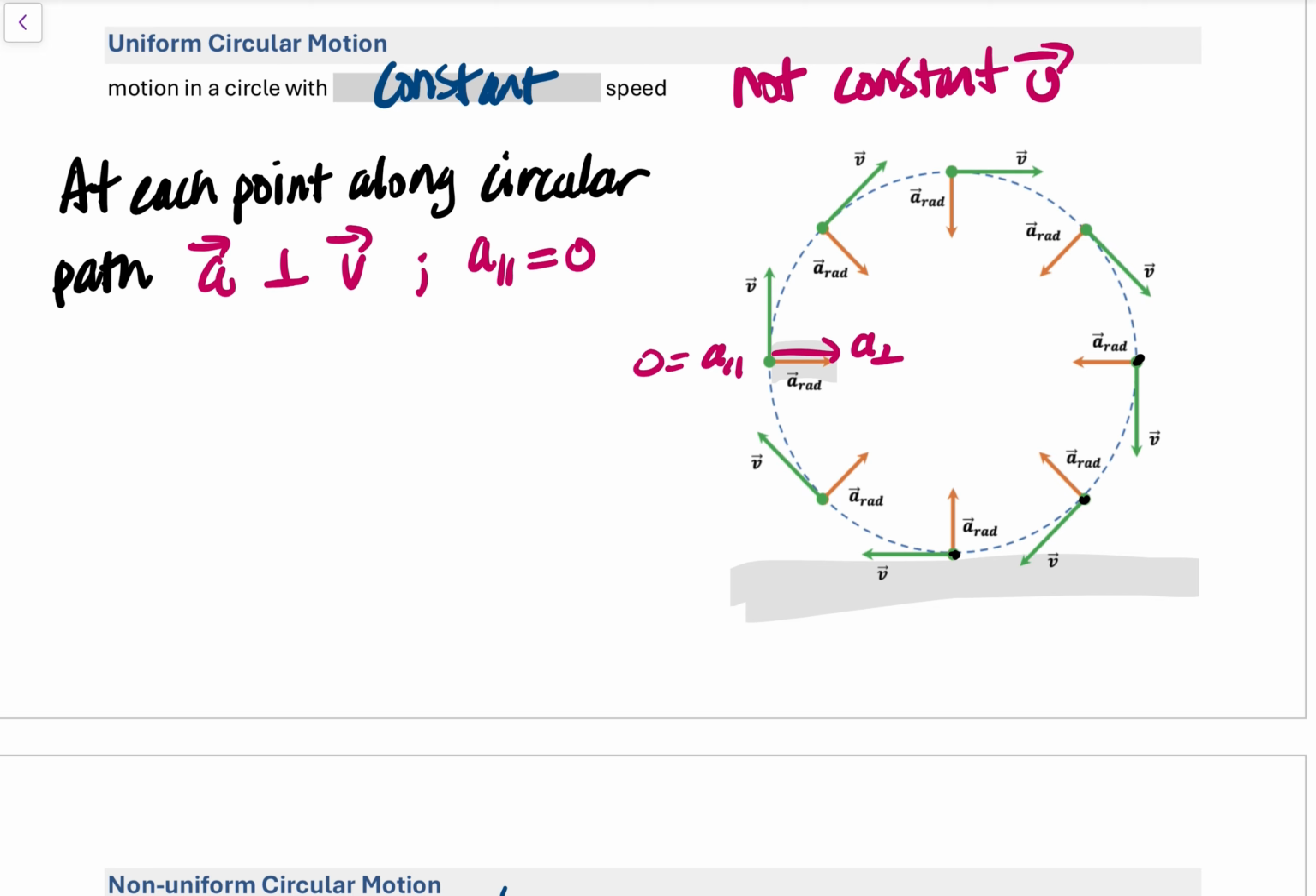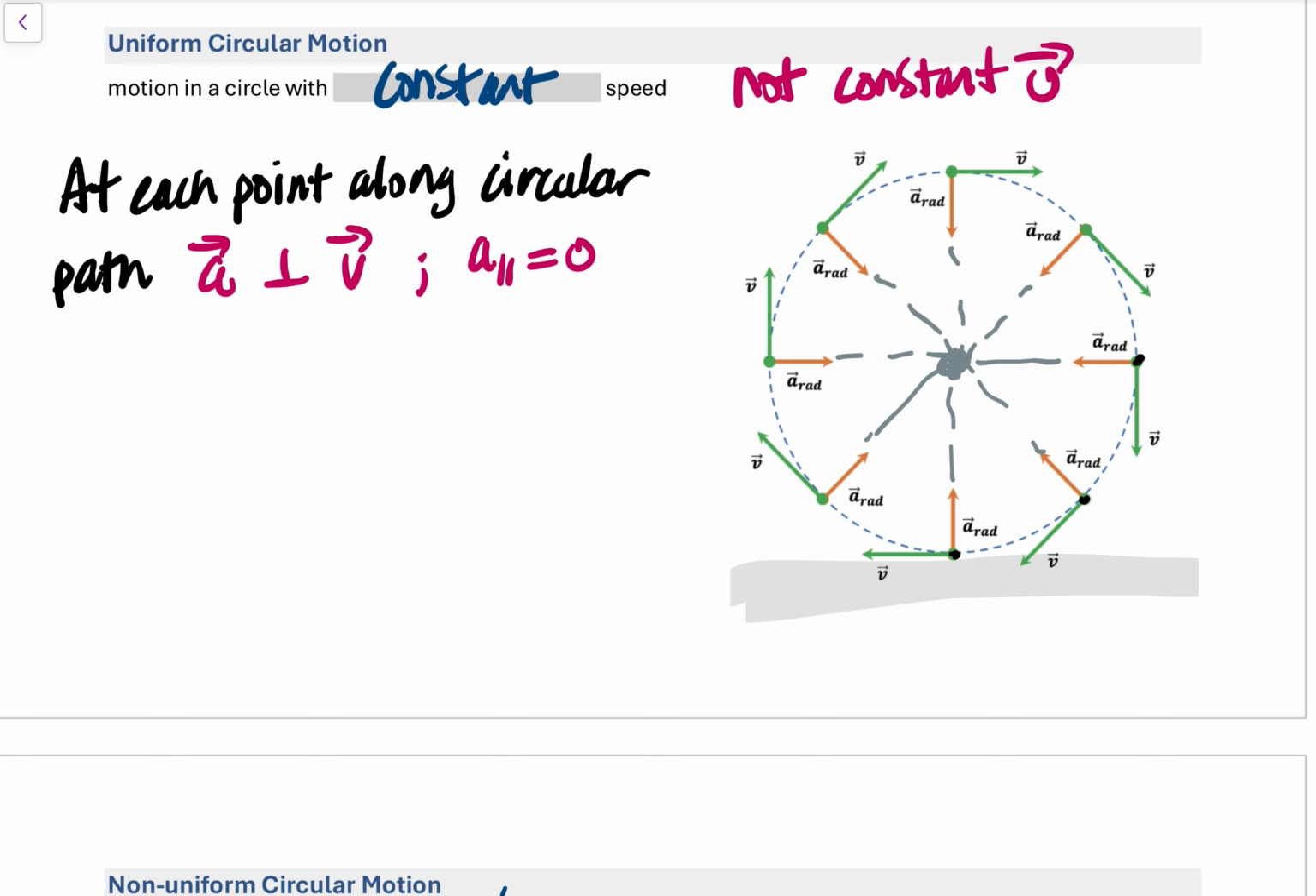If there was an a parallel, if I had a component going in this direction, that would mean that my speed is changing. So if we're doing constant speed around that circular path, then my a parallel has to be 0. All of the acceleration is directed perpendicular to that velocity vector. All of that acceleration is actually directed toward the center of the circle. If I extend each of these, they would all extend to the center of the circle. So we frequently refer to this perpendicular acceleration as a radial acceleration.